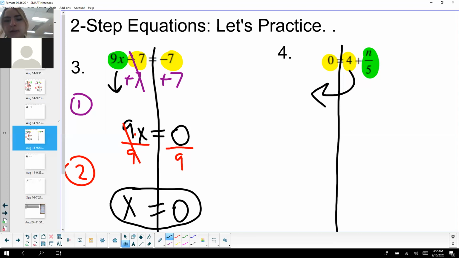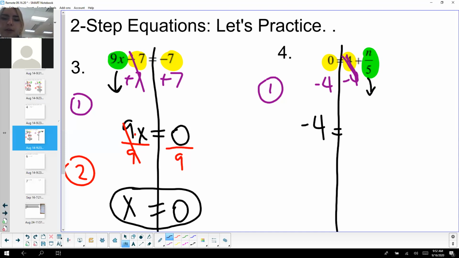So at my first step, I want to get this 4 to the left side. It's a positive 4, so step 1, I'm going to subtract 4 from both sides of the equal sign. I'm doing that because my end goal is to get n by itself, but I want to get that variable term by itself first. So I'm going to get rid of that 4 by subtracting 4 from both sides. So 0 minus 4 is just negative 4, and then I'm going to bring down n over 5.